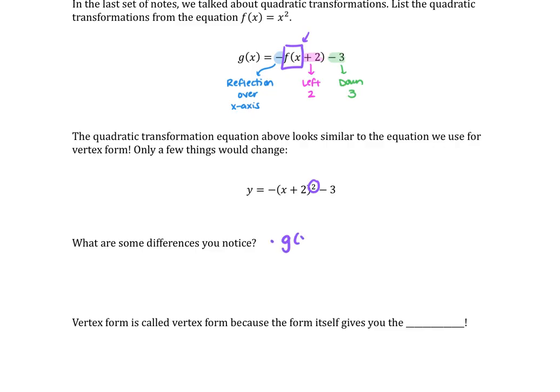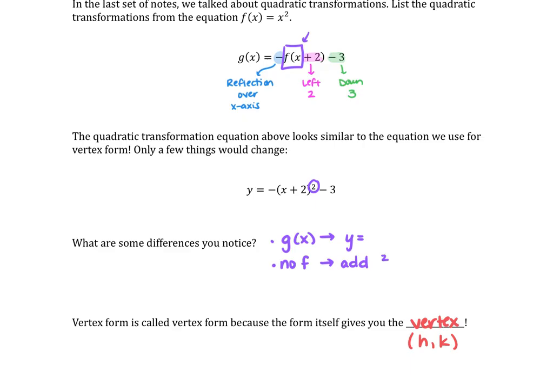So I'm going to kind of set that up. Instead of g of x, I write a y equals. And instead of having an f, I add a squared on my parentheses. Those are the big differences. So vertex form is actually called vertex form because it gives me the vertex, surprisingly enough. The vertex is actually written in the form of h, k.